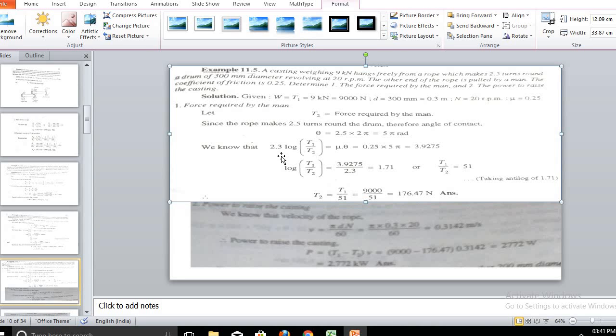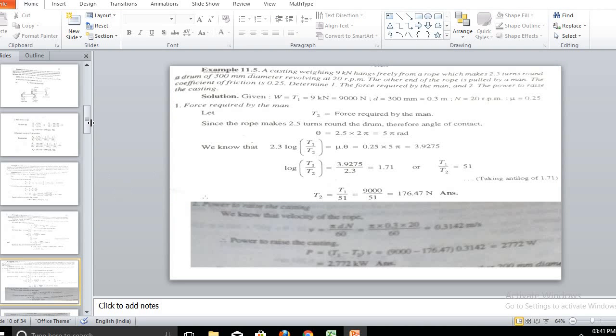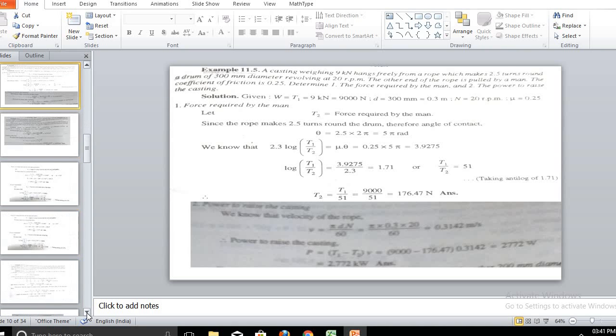And then, as T1 and T2 are known to you, power is nothing but T1 minus T2 into V. Put all these values and you find that power is equal to 2772 watt. In kilowatt we divide by 1000, it becomes 2.772 kilowatt. So this example, though it is asked for a rope, for rope also we can use that same formula, simplify this, and find out the asking quantity.